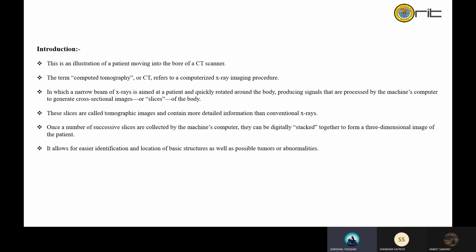Once a number of successive slices are collected by the machine's computer, they can be digitally stacked together to form three-dimensional images of the patient. It allows for easier identification and location of basic structures as well as possible tumors and abnormalities, and this can also be watched live while the patient is in the machine.